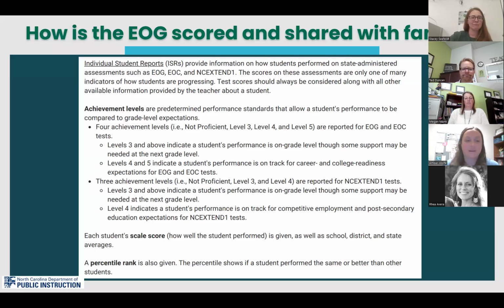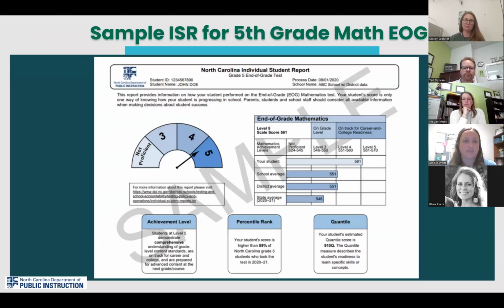Now let's talk a little bit about what happens after the test and families get those scores that the students have been waiting on. So we call these ISRs, and that just stands for individual student reports. The students get these for the math, the science, and the reading EOG. And if we look on the next slide, I will let you see what that looks like.